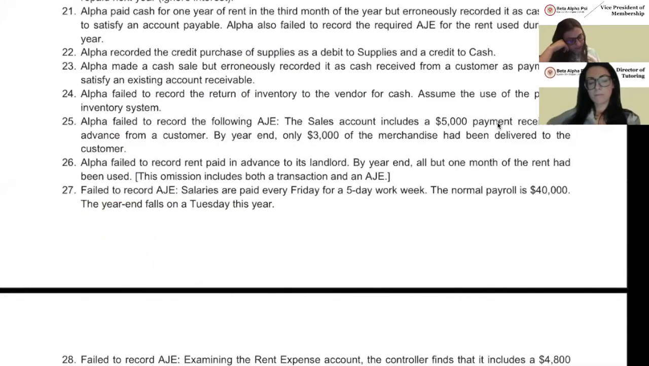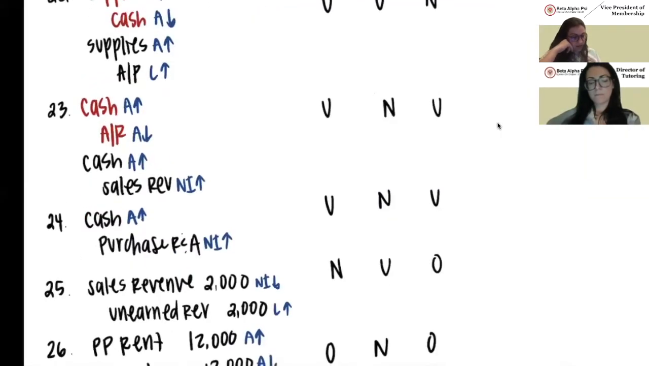Number 23. Alpha made a cash sale, but recorded it as cash received from a customer as payment to satisfy an existing account receivable. So what they did was a debit to cash and a credit to AR to satisfy this account receivable when it should have been a debit to cash and a credit to sales revenue. So this debit to cash was correct, so we can ignore that.